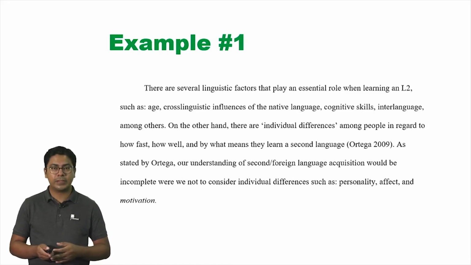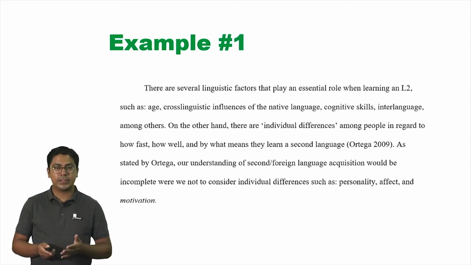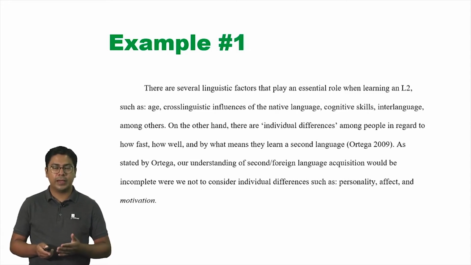Let's take a look at some examples using PIE structure in different ways. In this first example, you will see a very clear paragraph with three parts of PIE. There are three sentences. The first sentence has the P or the point. There are several linguistic factors that play an essential role when learning a second language. So this is the main point that the writer is trying to make in this paragraph.